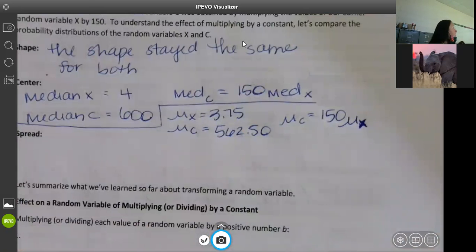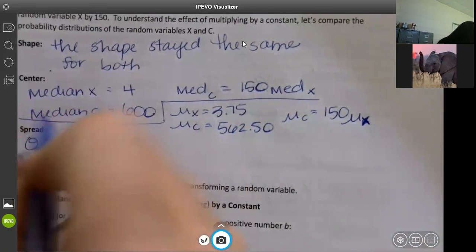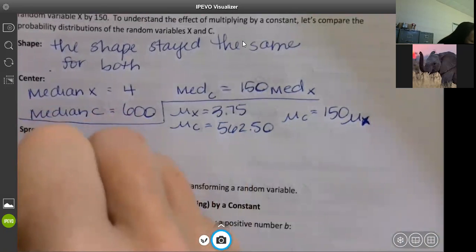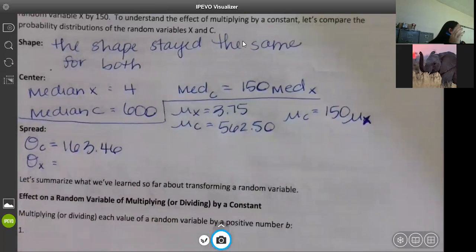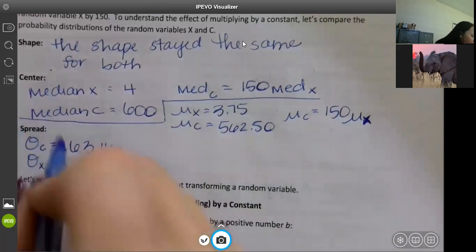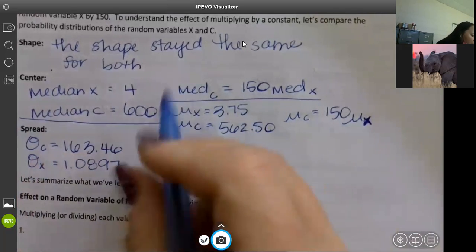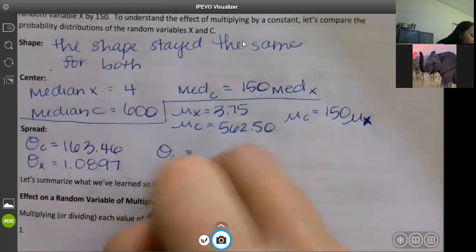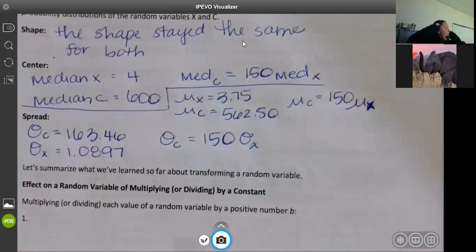So the spread's going to be affected the same way, because we said the spread was 4 and 600, right? So on this one, if you look at the total spread, the standard deviation of C was 163.46. The standard deviation of X was 1.0897. And if you put those together, the standard deviation of C is the same thing as 150 times the standard deviation of X. So that factor of 150.